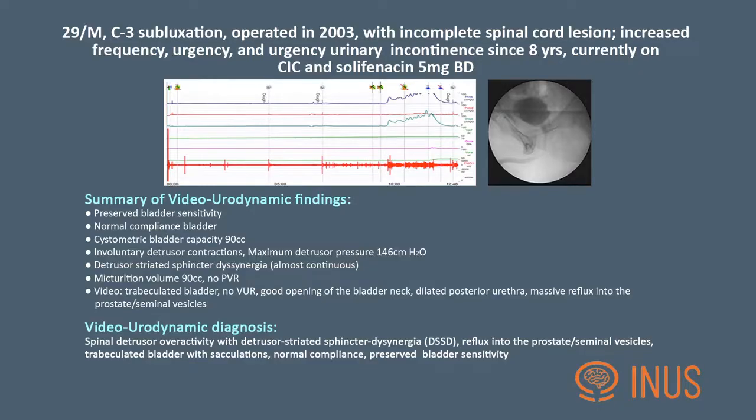In this high, incomplete tetraplegic man, we see spinal detrusor overactivity with pressures up to 100 centimeters of water combined with detrusor external sphincter dyssynergia. The bladder is trabeculated, and we see reflux into the prostate and the seminal vesicles during voiding. This patient is at risk for upper urinary tract damage.